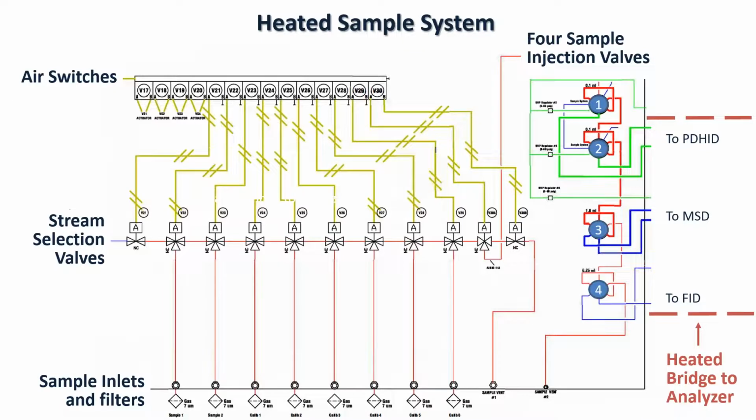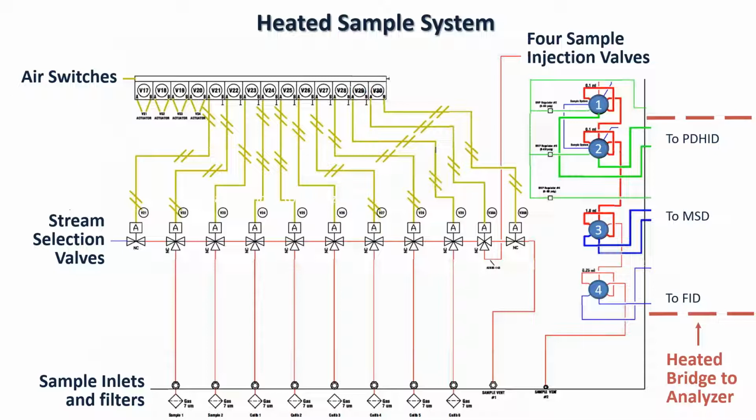The sample system has an array of stream selection valves across the middle of the diagram. In ethylene analysis, we're going to be looking for some things that could also be found in the atmosphere, CO, CO2, oxygen, nitrogen. So we want to have a zero leak valving system, so we use diaphragm valves in this case. Over on the right side, we've got four independent gas sample injection valves.